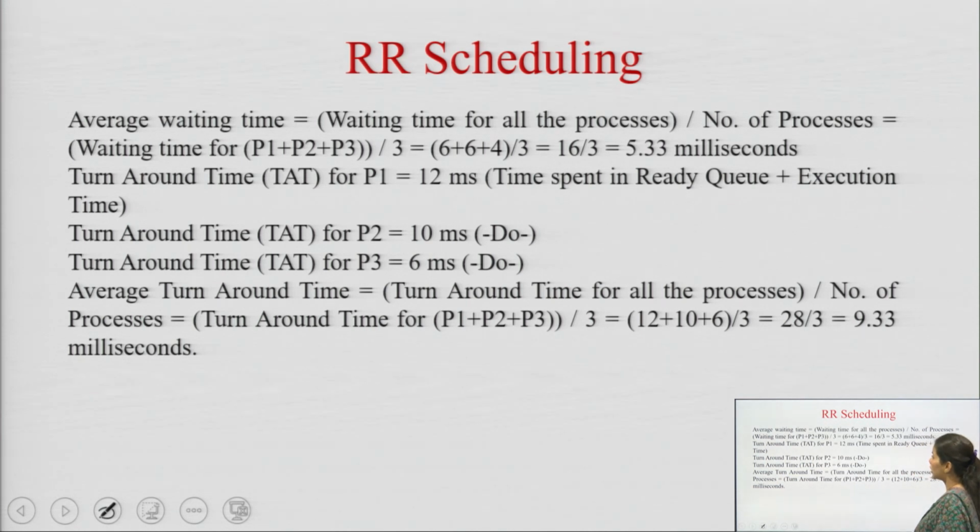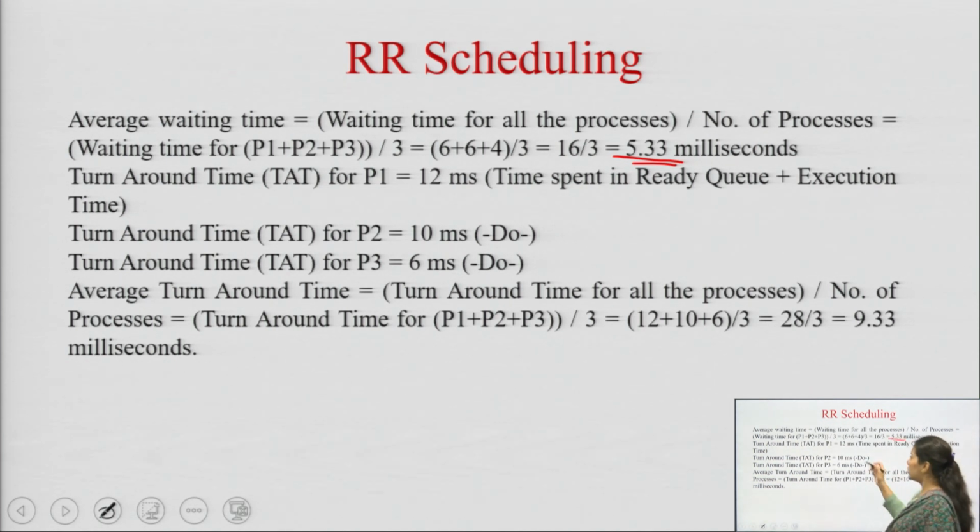Now, the average waiting time can be found by adding all the waiting times for all the 3 tasks and dividing it by 3. In this way, we can obtain the average waiting time of 5.33 milliseconds. Now, to find the turnaround time, we have to add the waiting time of each task plus the execution time of that particular task.